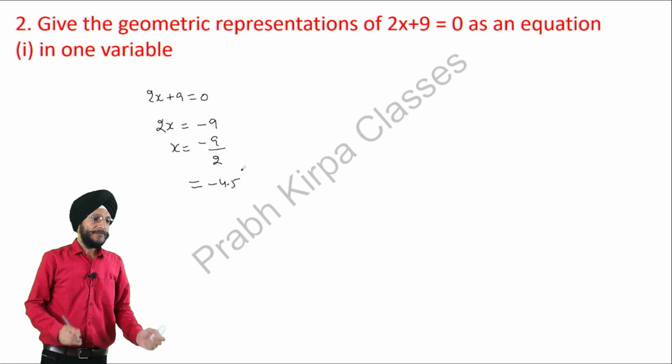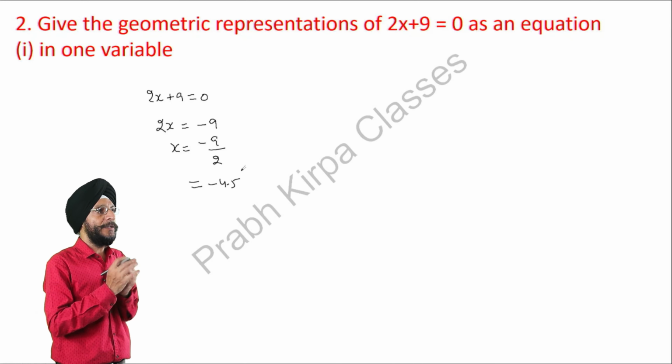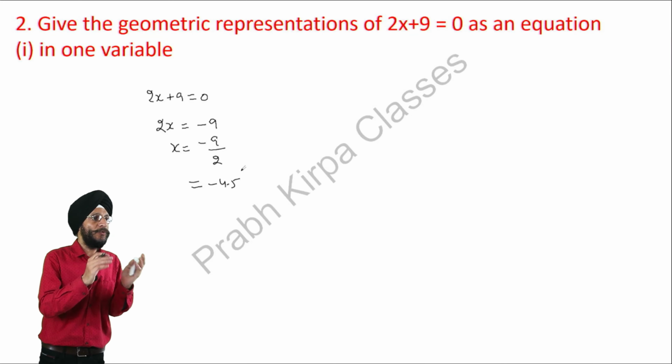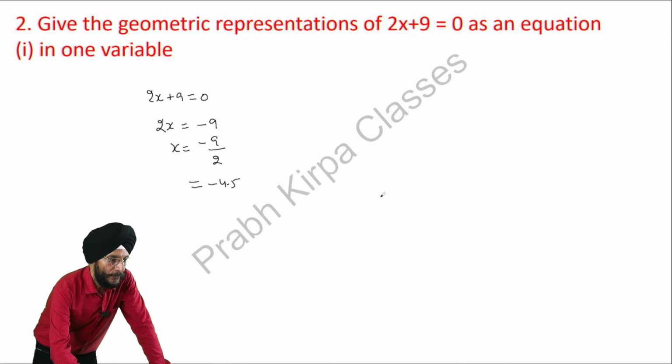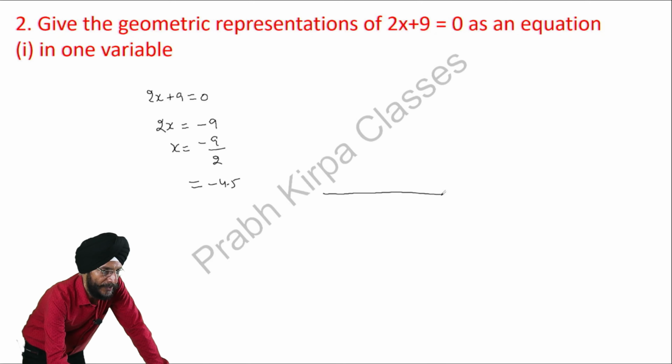In the case of geometric representation of a linear equation in one variable, we simply draw a number line. This is the number line. Here the value is 0, here it is 1, 2, 3, 4, here it is 5.